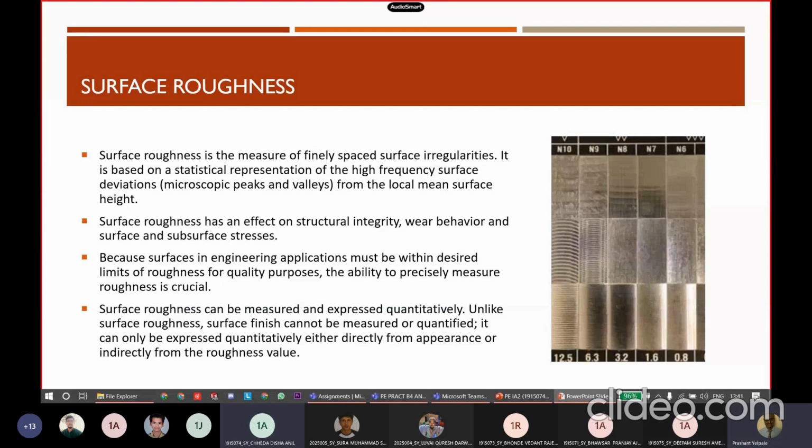Also, surface roughness is often overlooked in the manufacturing process. More focus is generally given to the composition of a part and its strength or to its measured dimensions and tolerances. But a surface that is too rough can result in increased friction and premature failure of a part. So it is important to measure the surface roughness value, and also because surfaces in engineering applications must be within the desired limits of roughness for quality purposes.